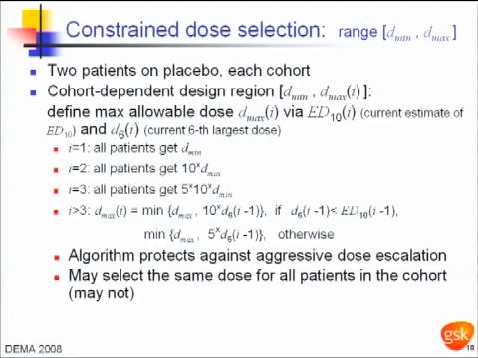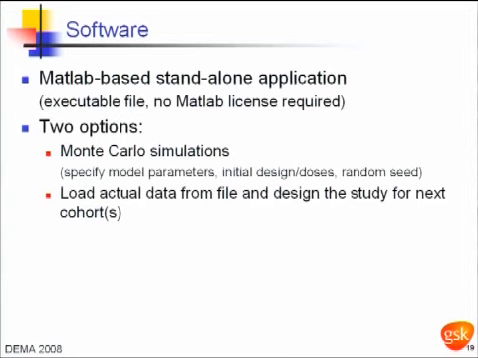adaptive design. So obviously, the algorithm protects against aggressive dose escalation, but this is a key because it's first time in human. We don't know anything, or don't know too much about safety profile, so we have to move very, very slowly. And we may select the same dose for all patients in the cohort, or may not. So this is the option.